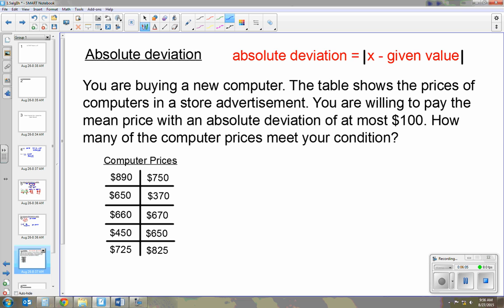Now there's a couple of things here that are going to help us. First of all, you're willing to pay the mean price. Mean is average. So we're going to find the average of these computer prices. And to find the average, we're going to add all of these up. And I've already done this. So if we add all of these up, we get 6,640. And since there's 10 of them, we're going to divide by 10. So the mean price is 664, and this is going to be your given value.